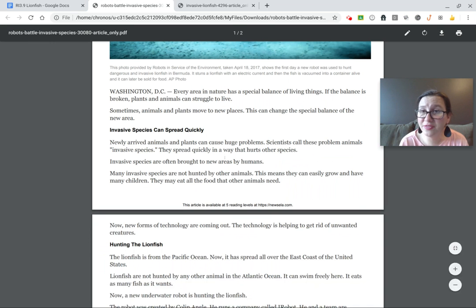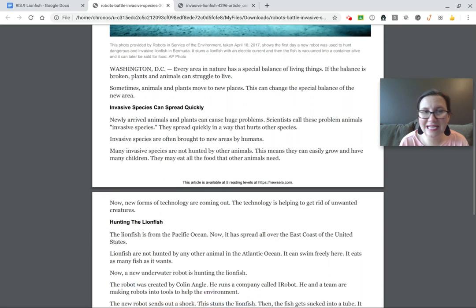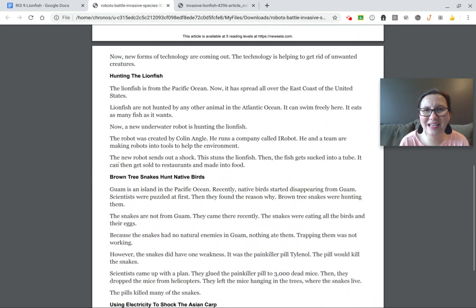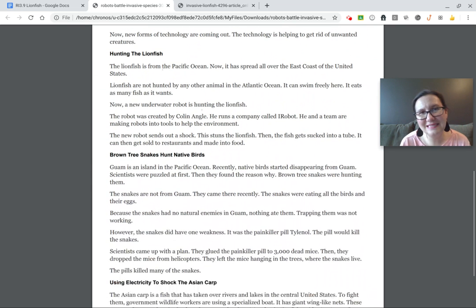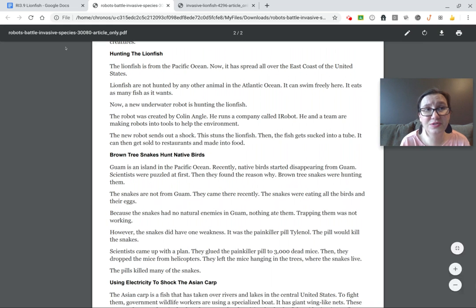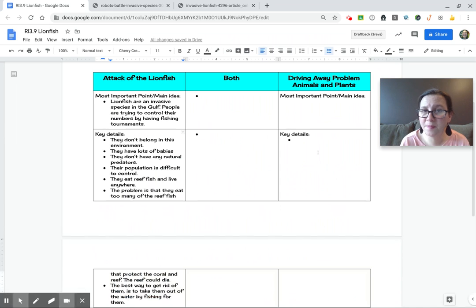All right, welcome back, third graders. Let's go on to the next section called Hunting the Lionfish. What was this section all about? Go ahead and reread it. What did you read about? Was it just about lionfish? Or was it about what we're doing to lionfish to get rid of them? Can you add some details to our diagram? What did you just read about? Go ahead and pause the video and type your response.